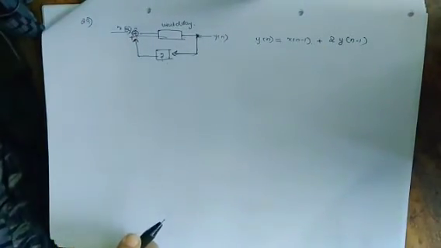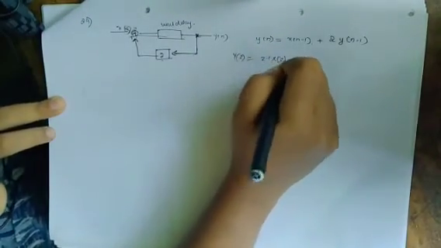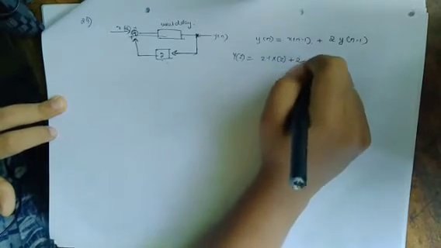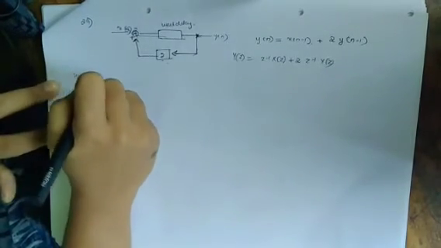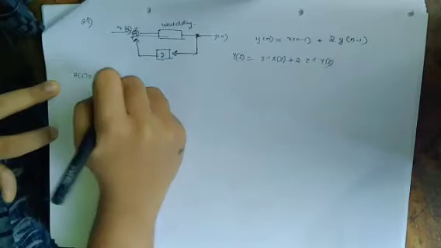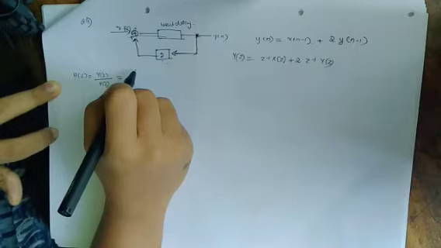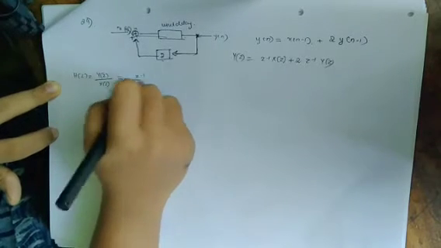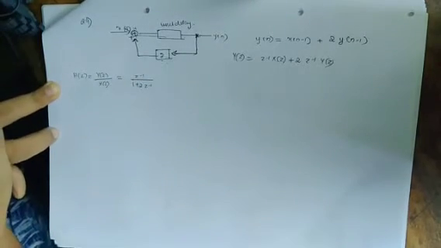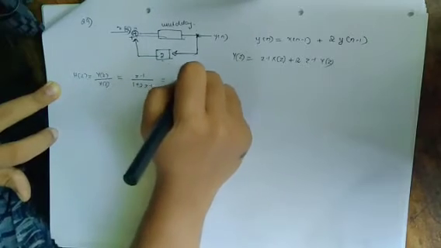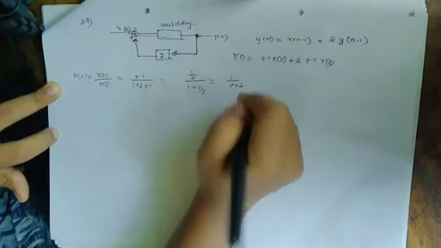Okay, now time to take the Z transform. So we take the Z transform: y of z is z raised to minus 1 x of z plus 2 into z raised to minus 1 y of z. Okay, so from here we take the transfer function, which is equal to y of z divided by x of z, which is equal to z raised to minus 1 divided by 1 minus 2 into z raised to minus 1, right? And simplifying, we'll get 1 divided by z minus 2.